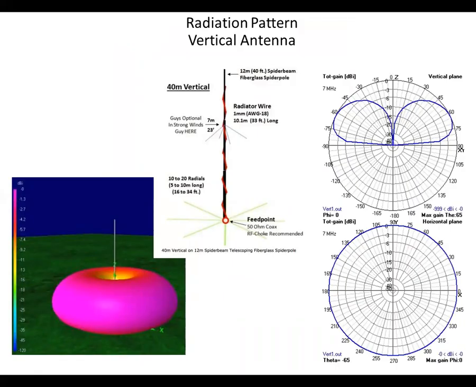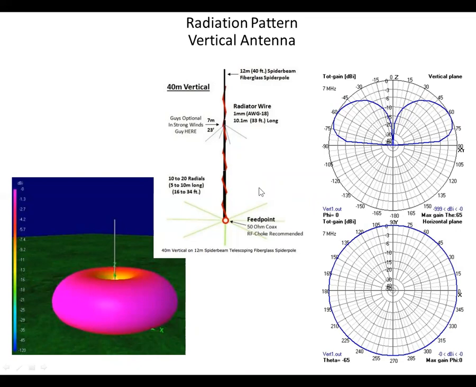Okay, and then this is looking at the radiation pattern of that vertical antenna. Again, it looks like there's a major null in the center, but since it's a real world antenna, there will still be some propagation up in this part going up here.